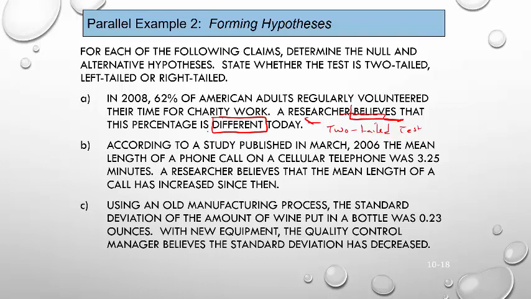And the second one, and I'll set up the test in a second, but I'm just trying to show you the keywords. According to a study published in March 2006, the mean length of a phone call on a cellular telephone was 3.25 minutes. A researcher believes that the mean length of a call has increased. So the keyword there is increased, which tells me it's going to be a right-tailed test.